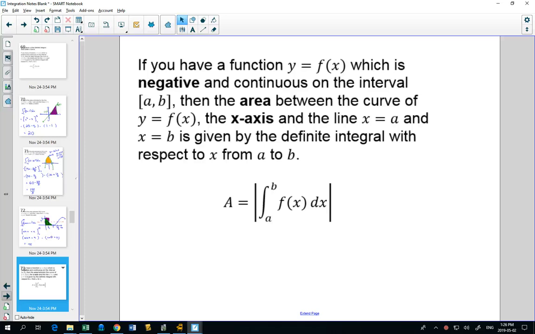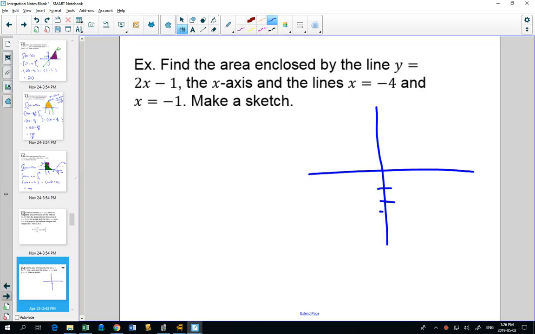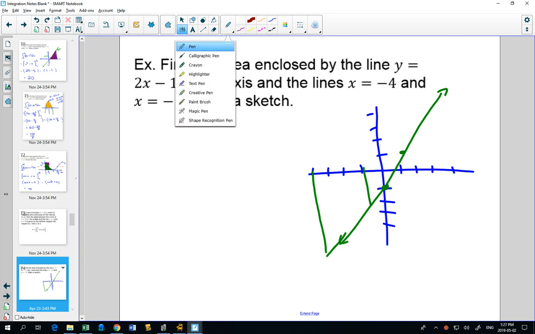If you're asked to find the area of a function and everything is below the x-axis, the definite integral will always give a negative answer. So depending on the wording of the question, sometimes you have to say, I'm going to find the definite integral, and then put it in absolute value bars to make that value positive, because if it's asking for an area between the curve and the x-axis, it's asking for a positive area, whether or not that area is above or below the axis. So here, in this case, we still have the line 2x minus 1, which we had graphed before. And if we were finding the area between negative 4 and negative 1, this whole area right here is below.